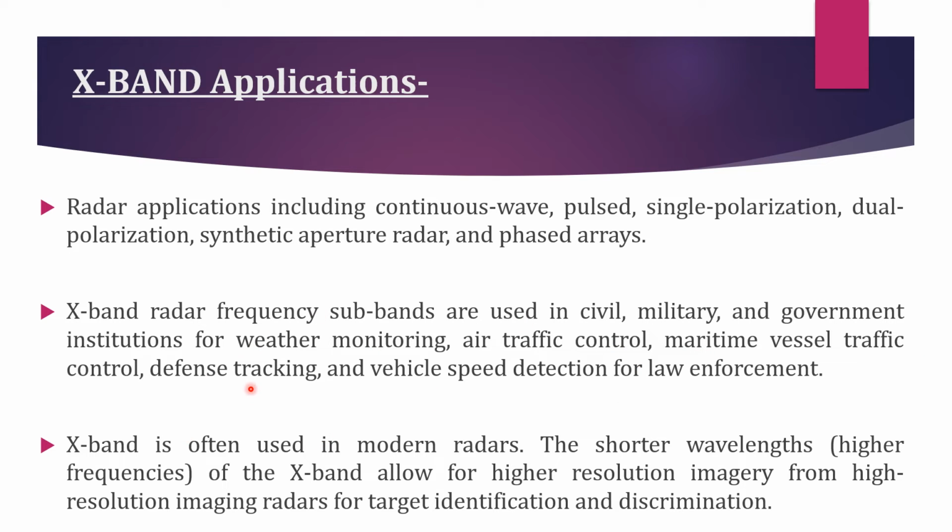Now defense tracking, I have already told you what that is. And vehicle speed detection for law enforcement, sometimes for cities which do not have a high population, so for such cities it can be incorporated. Then, X-band is often used in modern radar. The shorter wavelength and higher frequency of the X-band allow for higher resolution imagery, for high resolution imaging radar for target identification and discrimination.